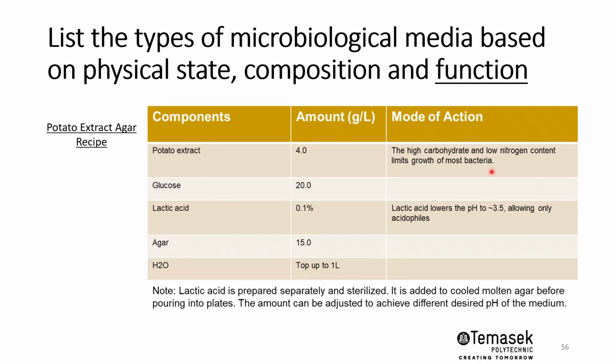Right. In addition, we also have the addition of lactic acid here. Lactic acid is actually added separately into this media so as to titrate the pH to a low 3.5, only allowing certain microbes such as acidophiles to grow. Don't worry about the term acidophiles here. These are mainly microbes that favor growth or grow well under low pH, acidic conditions. We'll talk about this in topic 4 later.